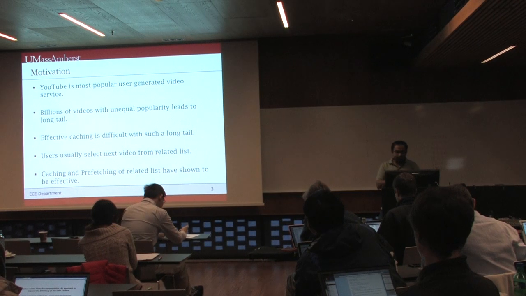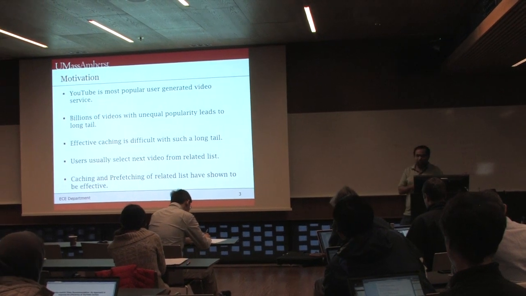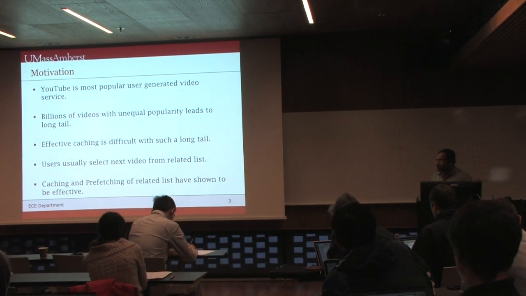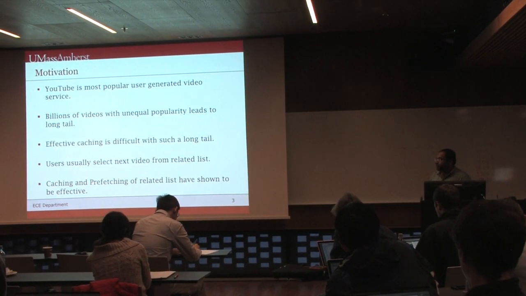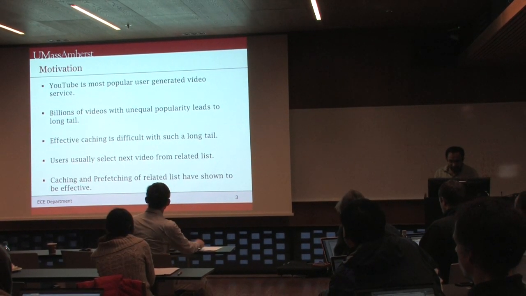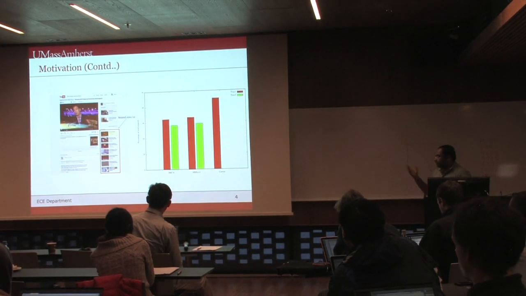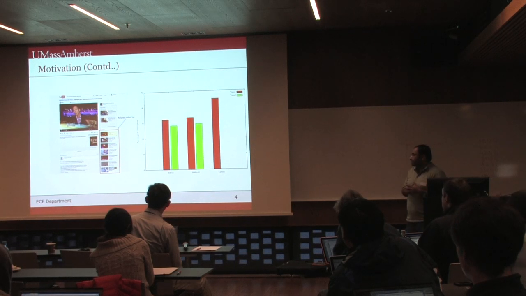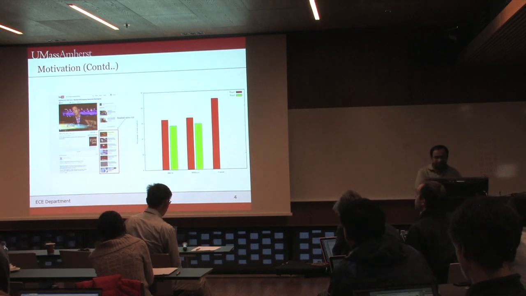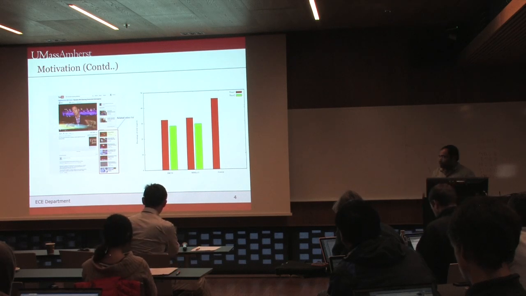And there have been ways of improving the effectiveness by caching and prefetching related videos earlier, which have been shown to be effective in reducing the server load and improving the streaming quality by reducing the latency of video requests. Their idea is to cache or prefetch the related list offered by YouTube. As you can see on the right hand side, it's a YouTube watch page, and the related video list is marked there. YouTube offers 20 related videos on the watch page, and there is a load more option which produces 20 more.